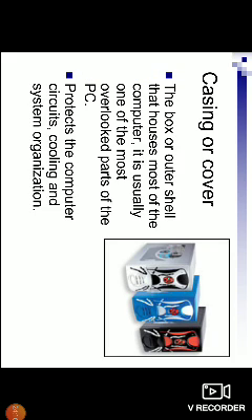So first one is casing, cover or cabinet. The box or outer shell that houses most of the computer. It is usually one of the most overlooked parts of the PC. It protects the computer circuits, cooling, and system organization. See this, see the picture. Here is the system cover or cabinet.